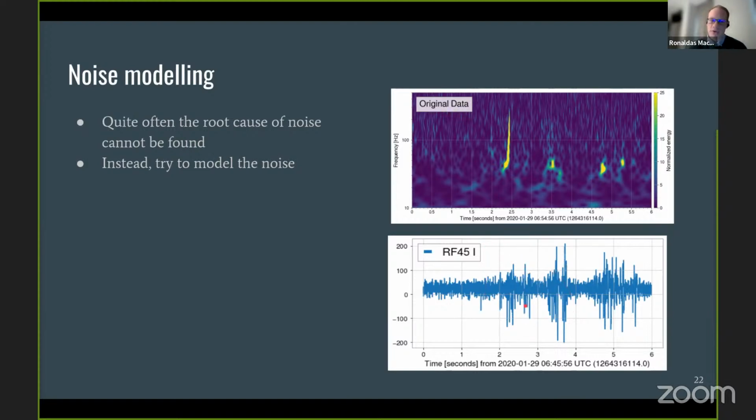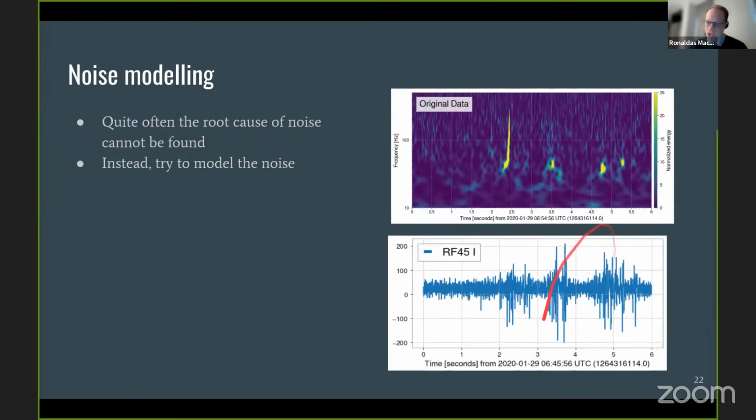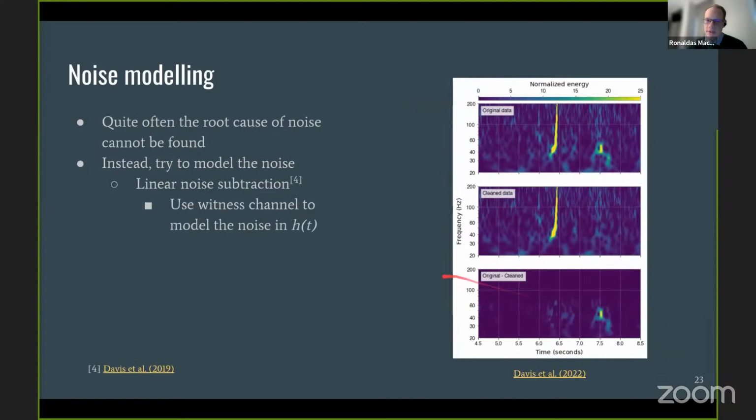So we can try to use linear noise subtraction to model this correlation and remove this noise. For that, we are using linear noise subtraction, which was developed a couple of years ago. We can use this witness channel information to model the noise in H of t, the gravitational wave strain data, and then we can try to remove it.